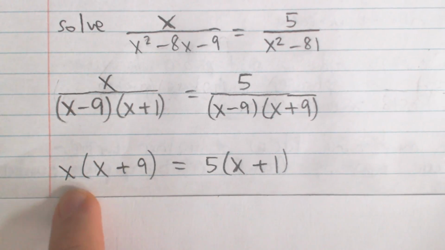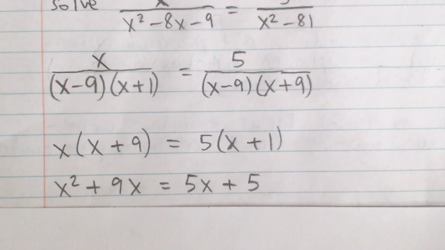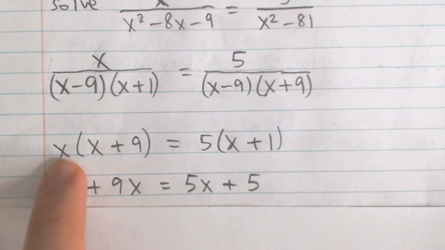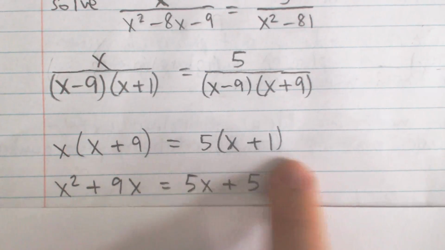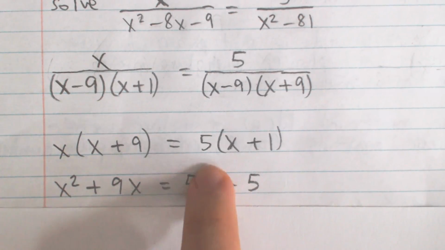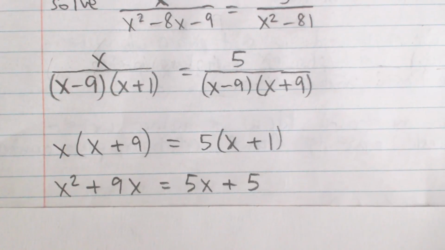And so now, you can see I'm going to have a quadratic here. I'm going to distribute the x to both terms. So I have x squared, x times x is x squared, x times 9 is 9x. On the right, I have 5 times x, that's 5x. 5 times 1, that's 5. So now what I have is a quadratic equation, which I can solve either by factoring or using the quadratic formula or something like that.